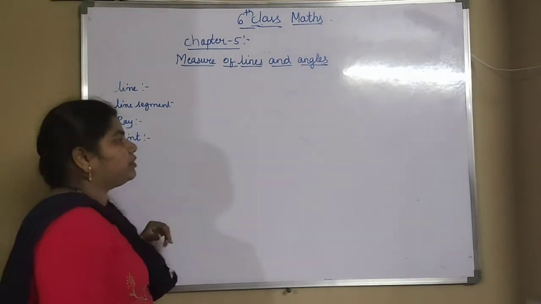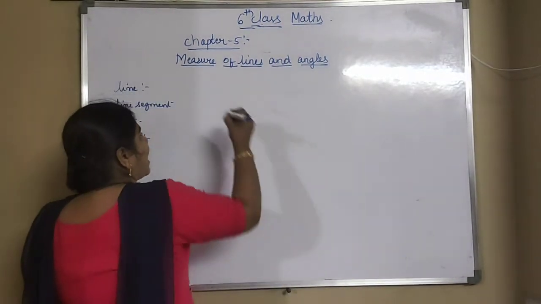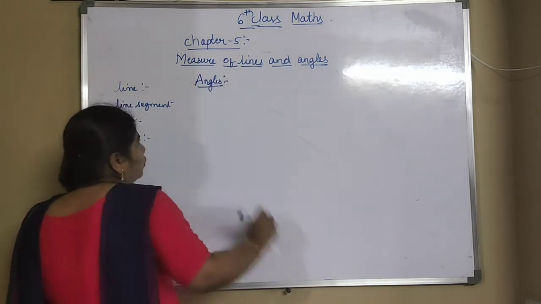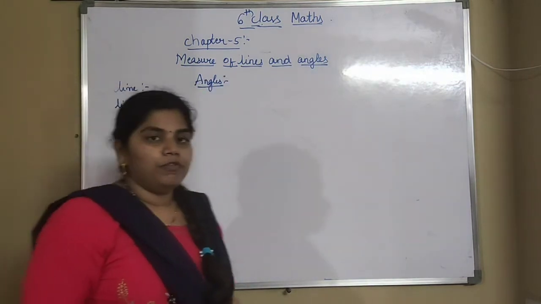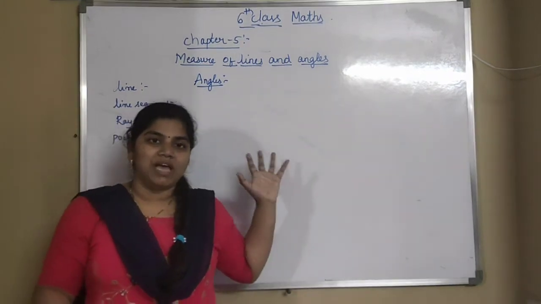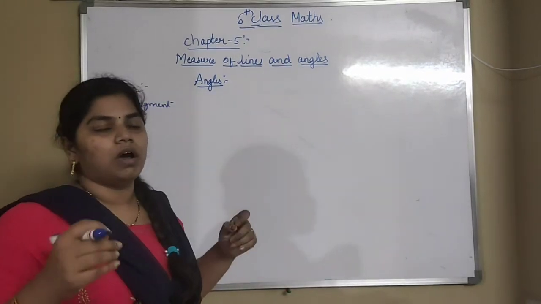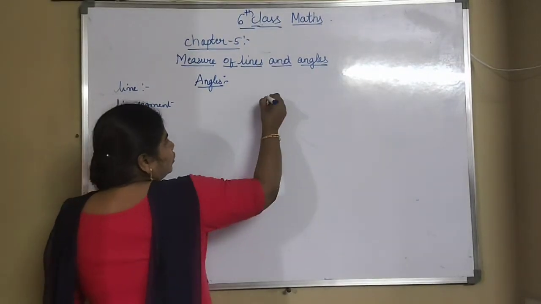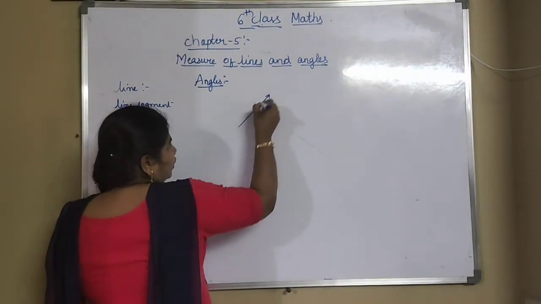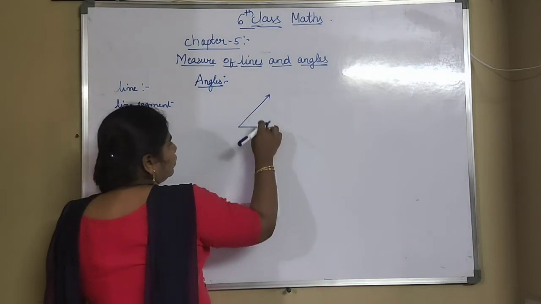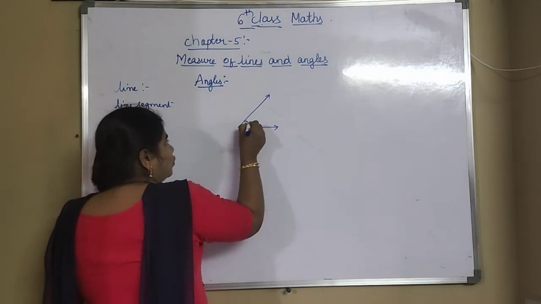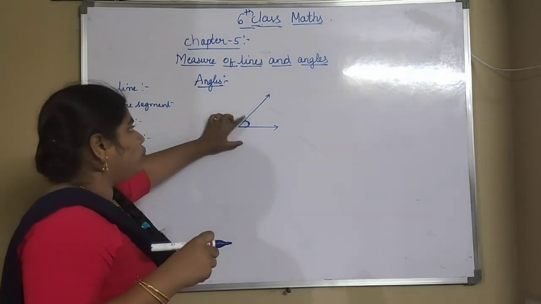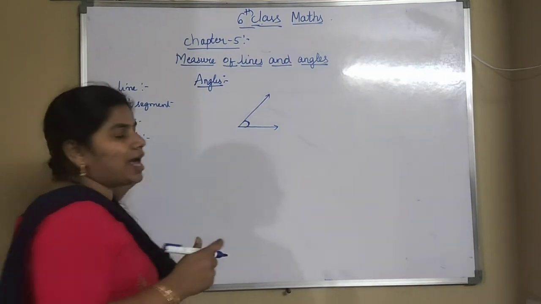Now in this chapter we are going to learn about angles. Before going to learn what is angles, first we will know how angle is formed. So how angle is formed? With two different rays, the union of two rays. These are the two rays and it is mixing here. Union is nothing but mixing it. The union of two rays forms an angle.